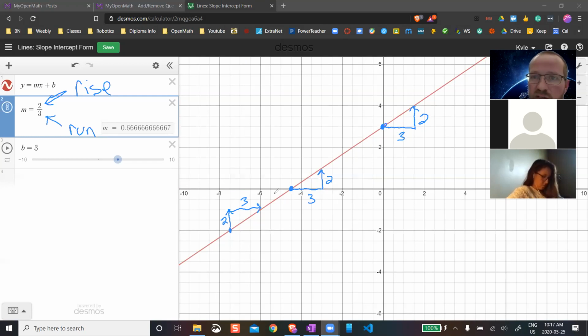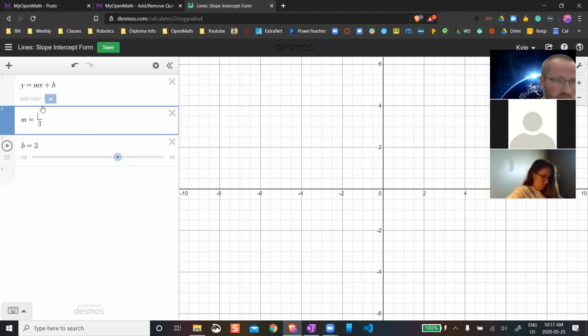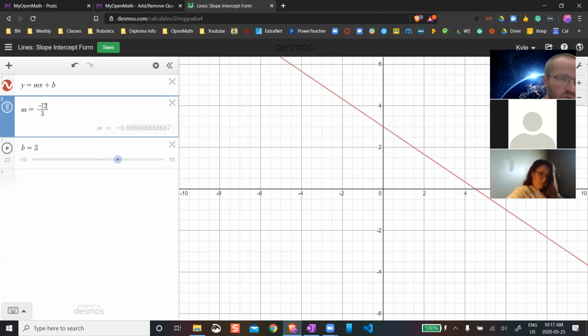So, clear. Let's just do another one here. What if I had, let's say, I'll just make it negative 2/3, right? So now you can see that the line's going down. It's like going down the hill.